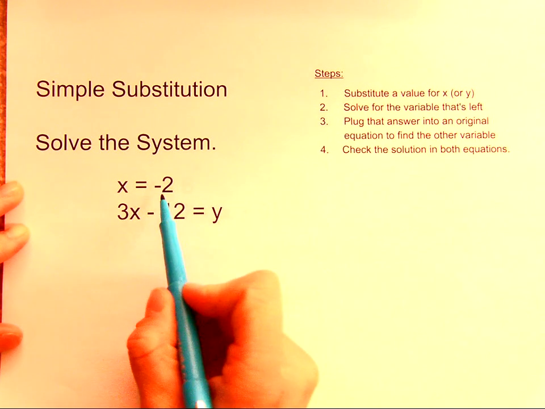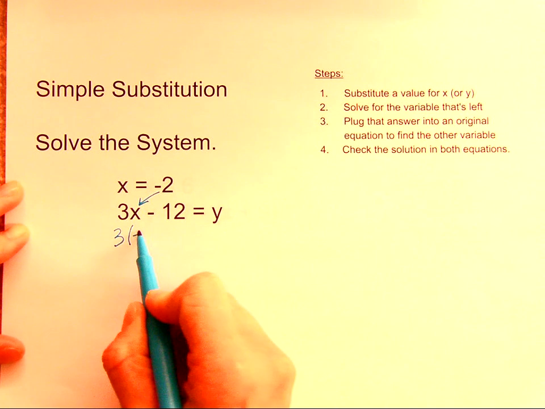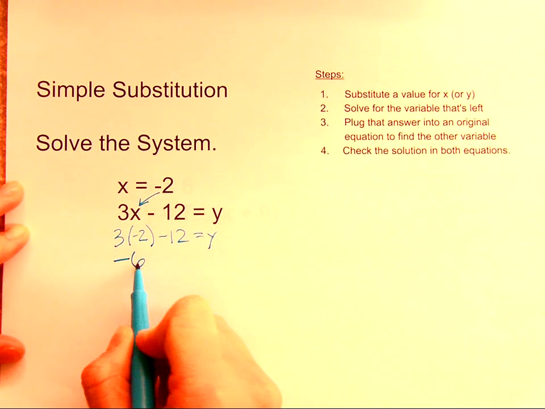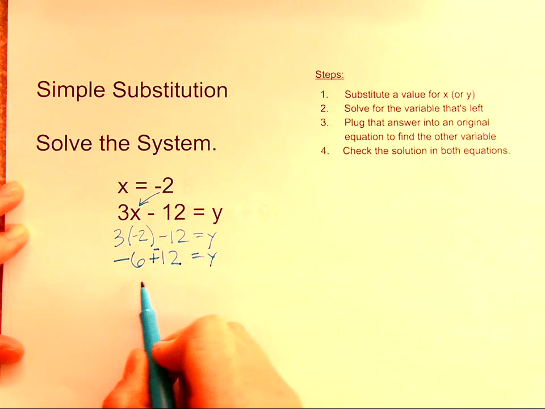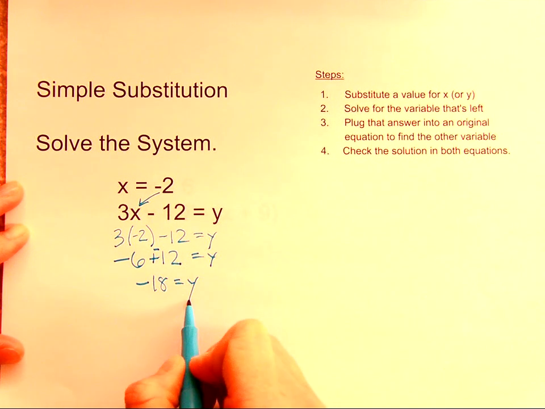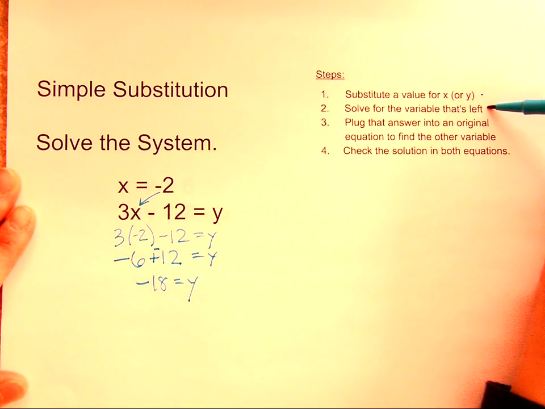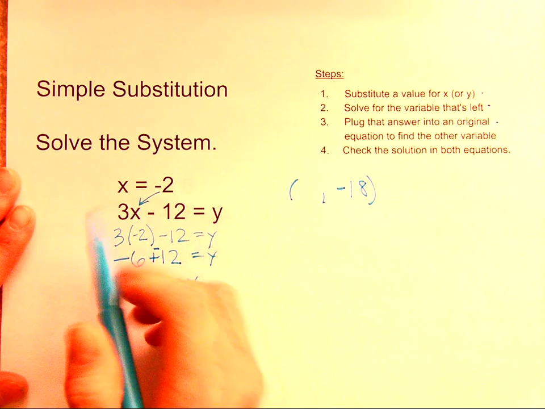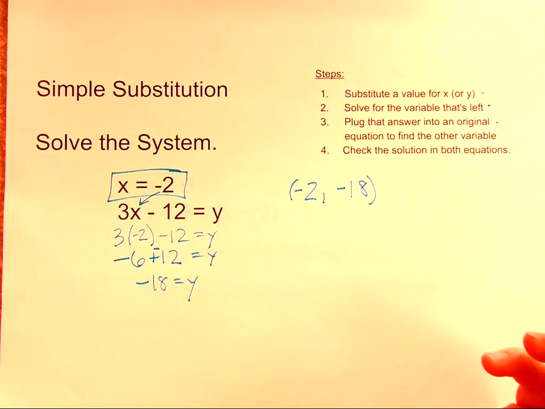So here x is equal to -2, so we're going to plug that in. So 3 times -2, subtract 12 equals y. So this is -6, subtract 12 is equal to y. So that's -18 is equal to y. So we've substituted, we've solved for the variable that's left. We actually don't have to do step 3 right now, because I know y is -18, and because of how they gave me the system, I actually know x is -2.